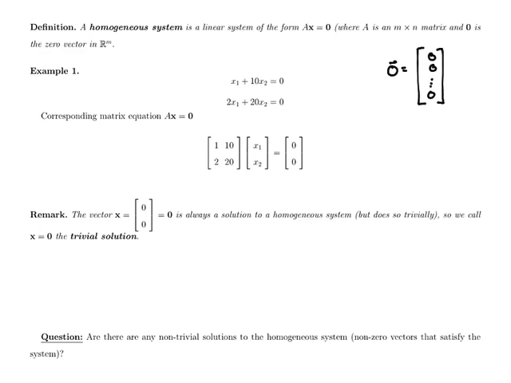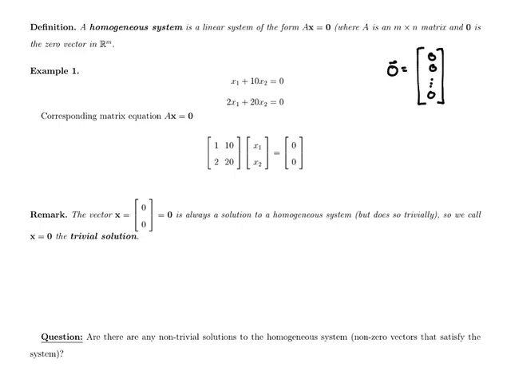So basically this is any linear system where the right-hand side of the equal sign is all zeros. Or put differently, there are no constant terms in any of those equations. Everything is attached to some variable. So in this first example, we have x1 plus 10x2 equals 0 and 2x1 plus 20x2 equals 0.